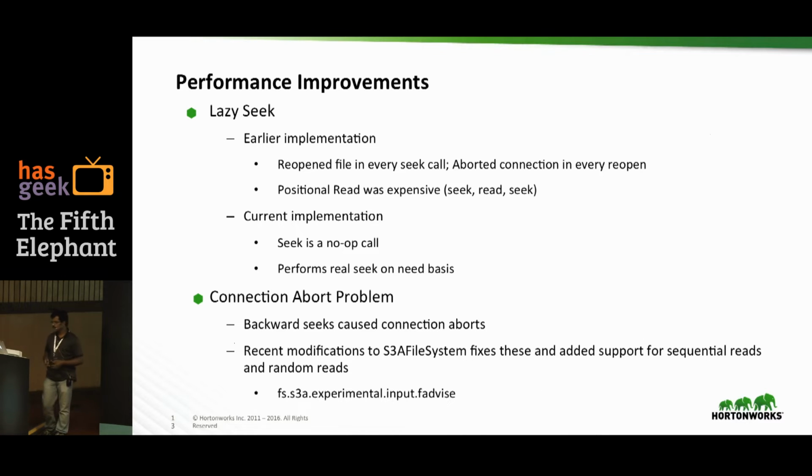Right? So the problem gets more pronounced the moment you have something like a positional read, where the read doesn't change the offset within the file. What I mean by that is, positional read is internally implemented as seek followed by a read followed by seek. So you seek to a specific location, read a set of bytes, and then seek back to the original location. So there are two seeks involved, and in the earlier implementation it's going to abort the connection two times. Any input formats which make use of this particular API are going to suffer a lot in S3 as compared to the earlier implementations of HDFS and so on, right?